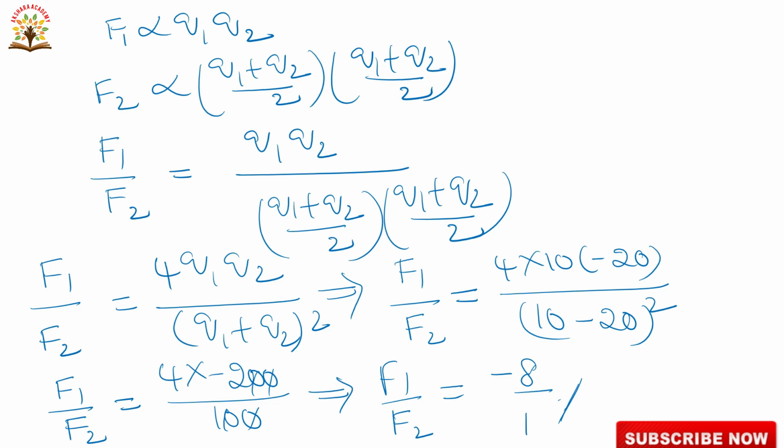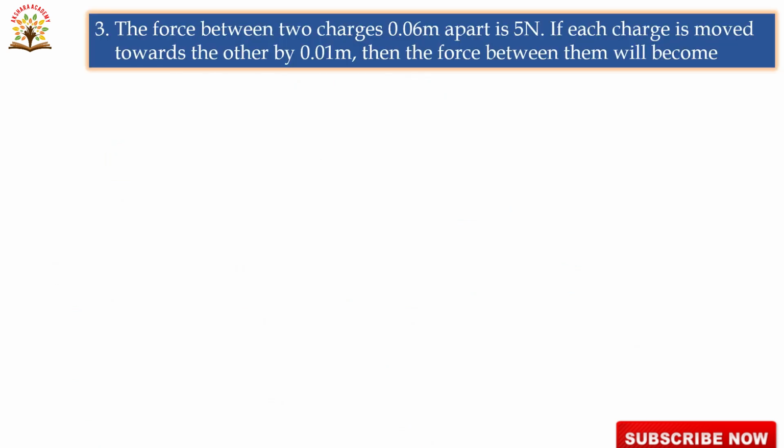Okay, next we will go to the next question. The force between two charges 0.06 meters apart is 5 newtons. If each charge is moved toward the other by 0.01 meters, then the force between them will become. So now we are calculating the new force. Now let us go to the solution.